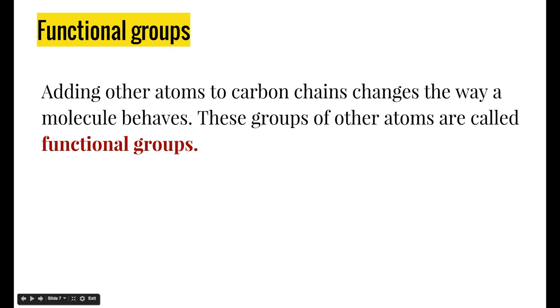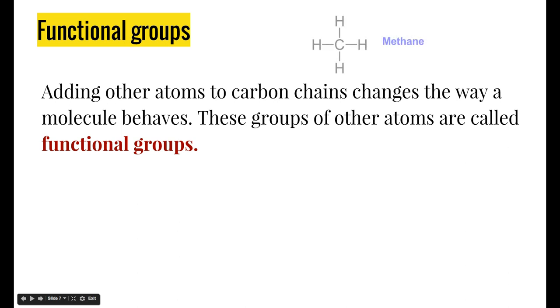Now, we start with these long, complex chains of carbons. But the way that we're going to get variation, so molecules that behave in very different ways, is by adding what are known as functional groups. So by adding other atoms to these carbon chains, it's going to change their behavior.